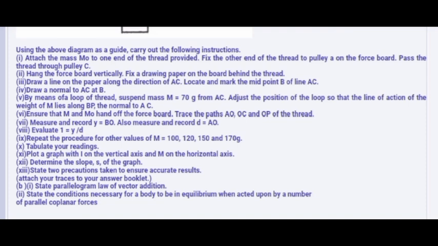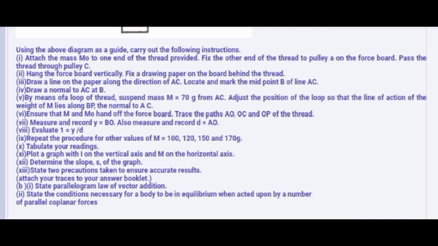So you have to adjust the position of that loop so that the line of action of that mass M that you hang is in line with BP. Are you getting it now? That means the normal to AC is in line with it. Ensure that M and M naught hang off the board, that means they are not resting on the board. Then you trace out the parts AO, OC and OP of the thread.